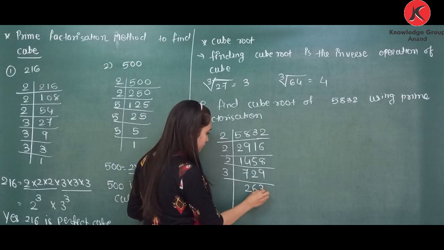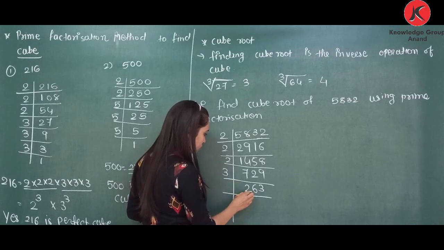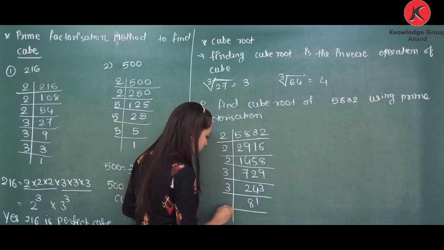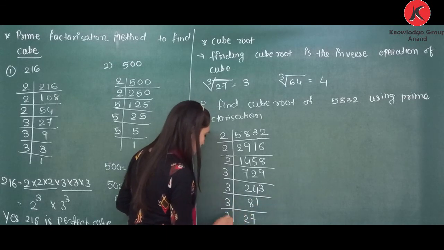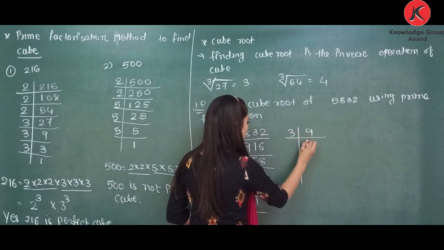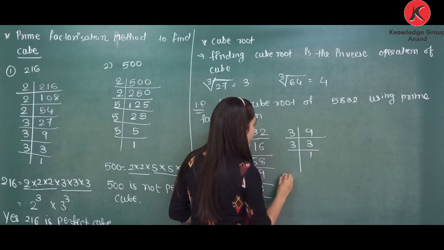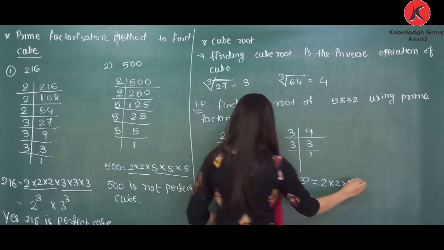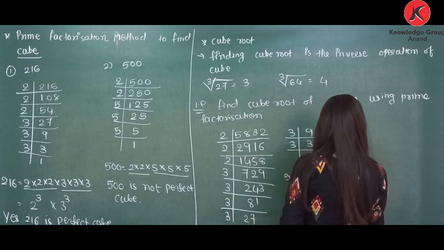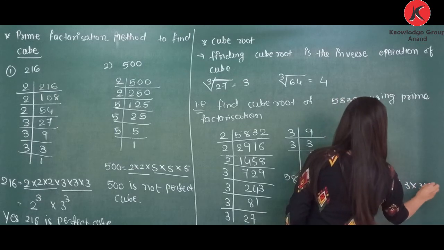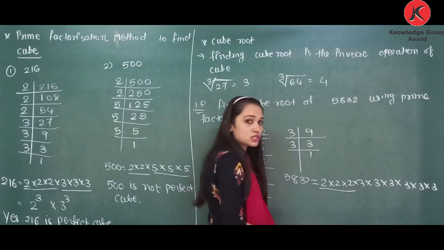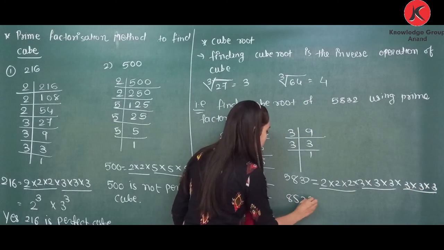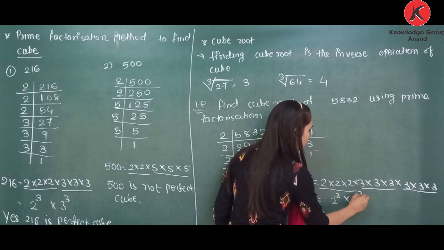81, 3 27s, 3 9s, 3 3s. So the factors of 5832 are 2 multiply 2 multiply 2, 3 multiply 3 multiply 3 multiply 3 multiply 3 multiply 3. So here you can see 2 occurs 3 times, and 3 occurs 3 times, and 3 occurs 3 times. So here we can write 5832 as 2 cube multiply 3 cube multiply 3 cube.